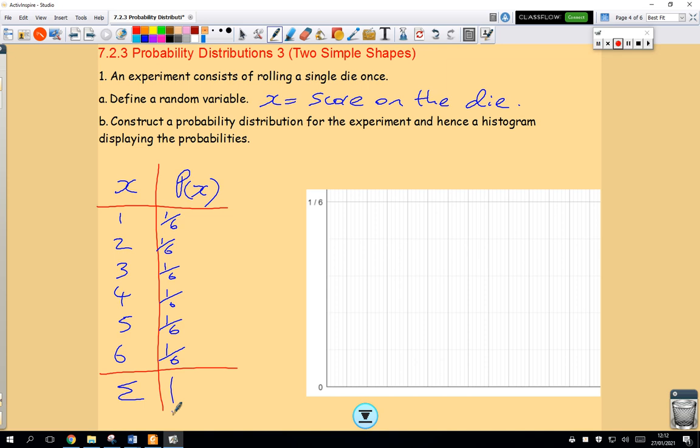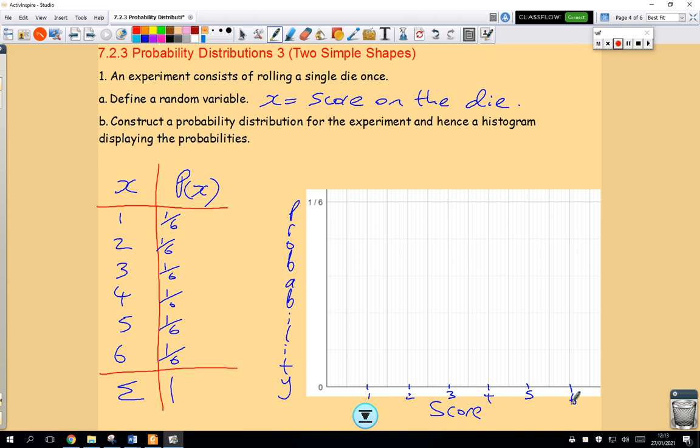So I want to construct a probability distribution and the histogram. Up here I've got 1/6 on my vertical axis. This is probability on this axis, and over here is the score on the die. So the scores could be 1, 2, 3, 4, 5, or 6.